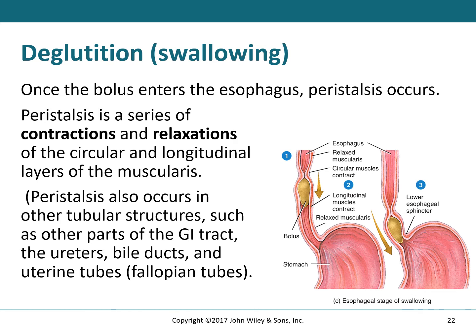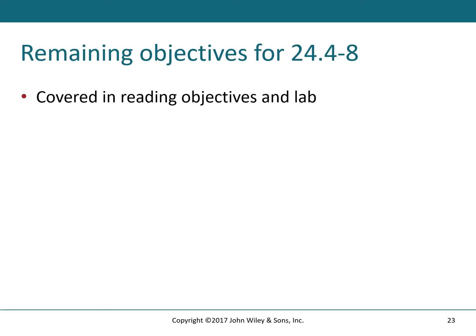And you should note that peristalsis occurs in a lot of other tubular organs, including the GI tract that we'll keep talking about, but also things like ureters, bile ducts, and uterine or fallopian tubes. This happens a lot in our tubular organs. So that's all I'm really discussing for sections 4 through 8. The remainder of the objectives are going to be covered in your reading guide and also the lab.